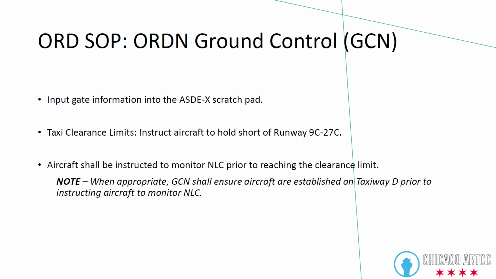Aircraft shall be instructed to monitor north local control prior to reaching the clearance limit, because tower would then have them cross that runway. When appropriate, ground control north shall ensure aircraft are established on taxiway Delta prior to instructing aircraft to monitor north local control.